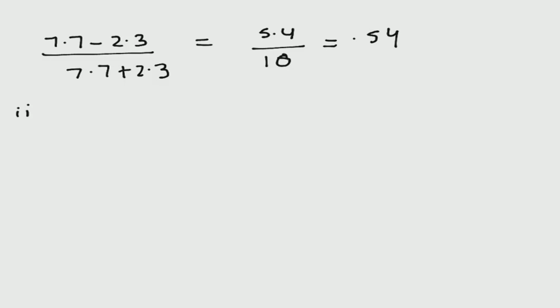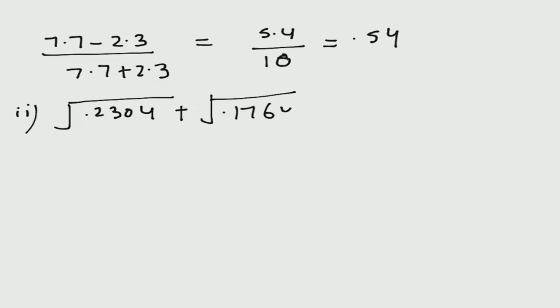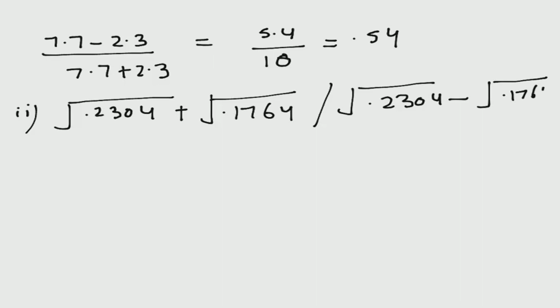So similarly, we have an expression where we have to simplify the square root of 0.2304 plus the square root of 0.1764, divided by the square root of 0.2304 minus the square root of 0.1764. So now what we will do, first we will remove the decimal.